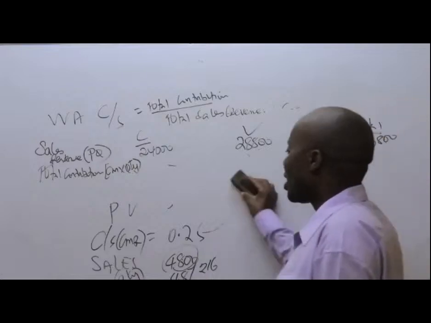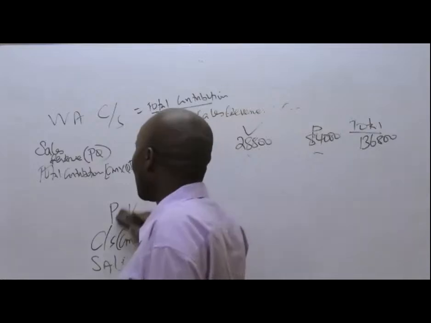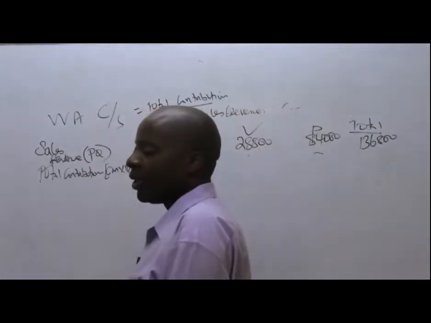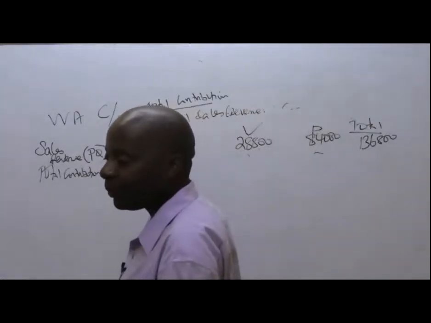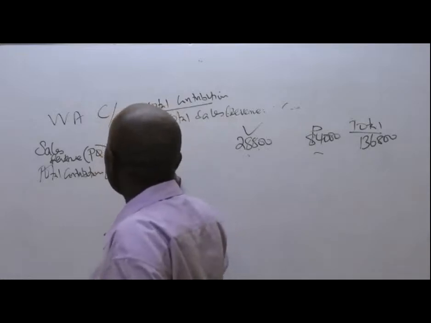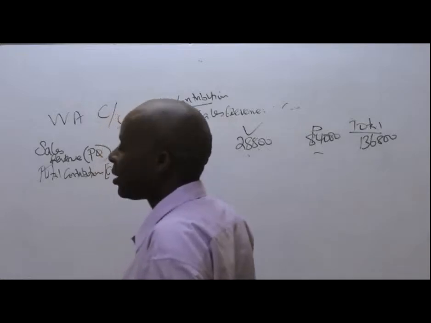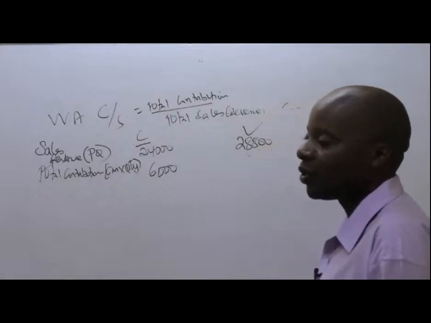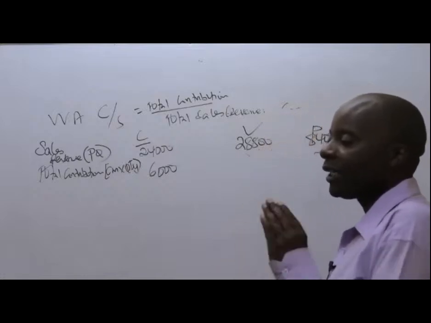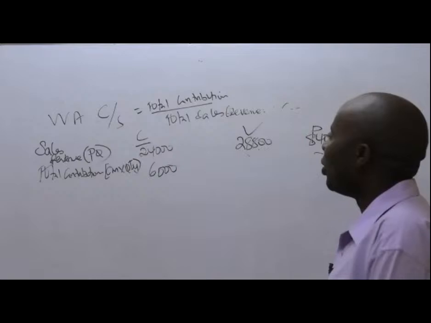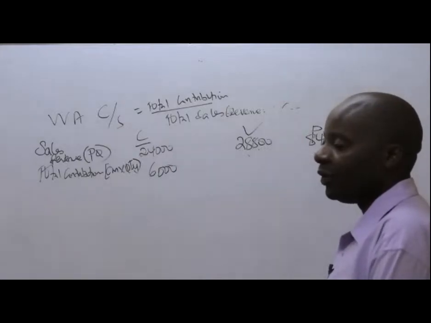Contribution margin is the same as contribution per unit. So C, according to Lokai, C is 6,000. She's taken 1.25 times 4,800. How about V?